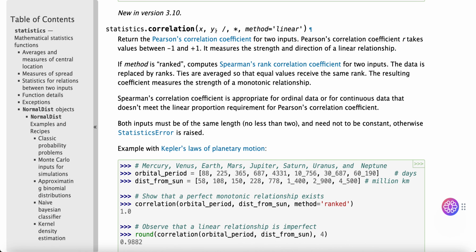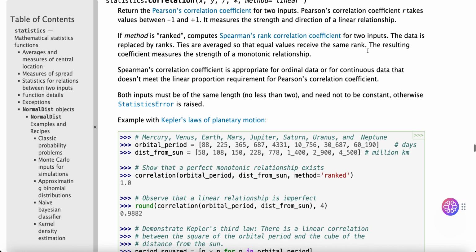statistics.correlation(x, y, /, *, method='linear') returns Pearson's correlation coefficient for two inputs. Pearson's correlation coefficient takes values between -1 and +1. It measures the strength and the direction of a linear relationship.